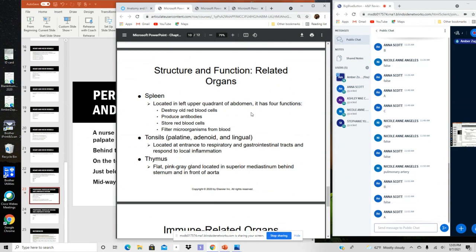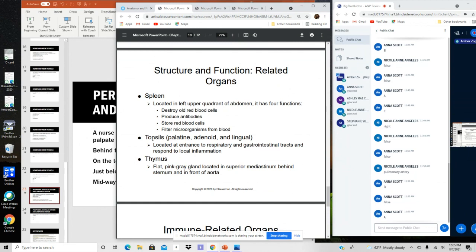Okay, so the spleen is located in the left upper quadrant of the abdomen, and again, remember, it's a secondary lymphoid organ. Once the lymphocytes mature, they leave the thymus and the bone marrow, and they travel to the spleen, to the lymph nodes, and to the nodules, where they fight off these pathogens. The function of the spleen is to destroy old red blood cells, produce antibodies, store red blood cells, and filter microorganisms from blood.